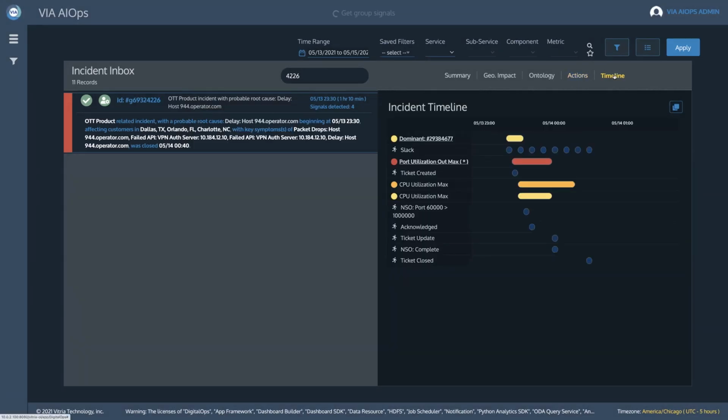To see the timeline of what occurred that we saw at first, the delay was introduced. That was a low severity. We notified the Slack channel. Then we saw the occurrence of port utilization issues. Once that occurred with the delay, we increased the severity to a high. Since it was a high severity, we then open a ticket.